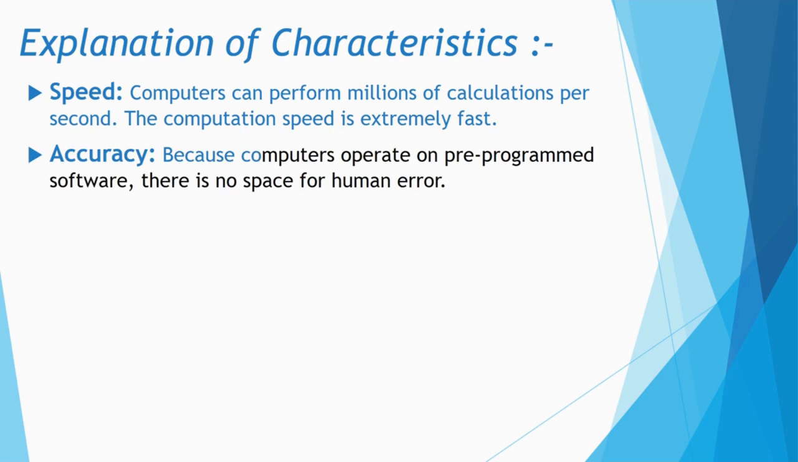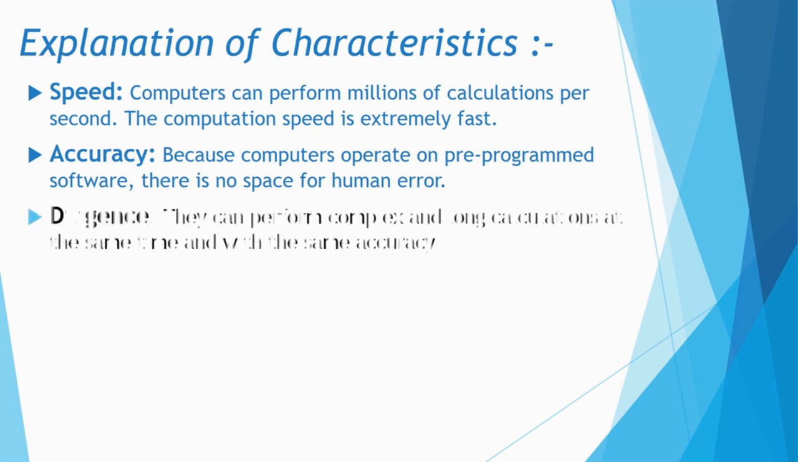Number 2 is accuracy. Because computers operate on pre-programmed software, there is no space for human error. Number 3 is diligence. They can perform complex and long calculations at the same time and with the same accuracy.